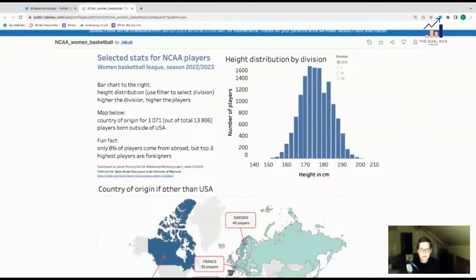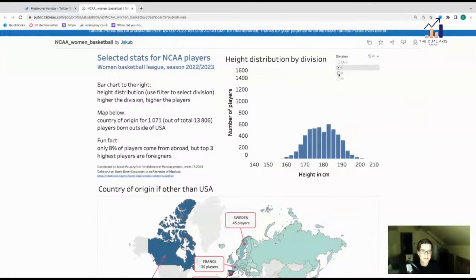Okay, select the stats for the players. So this is women's basketball, so it spells out what the league is, what the season is, that it's women's basketball. Bar chart to the right, map below, fun fact. So why not move that text over to where that histogram is, so that you don't have to say it's for the bar chart on the right? Like it could just be a subtitle. So height distribution by division.